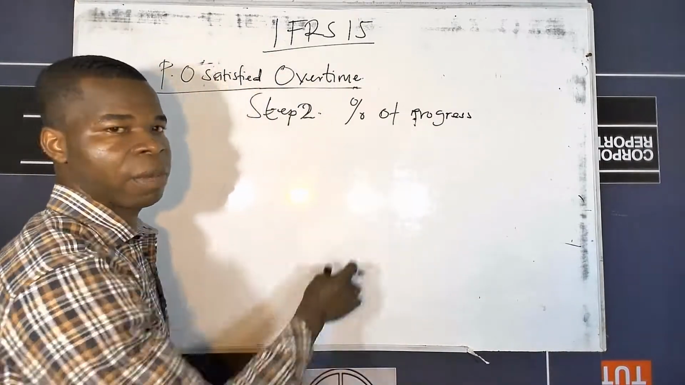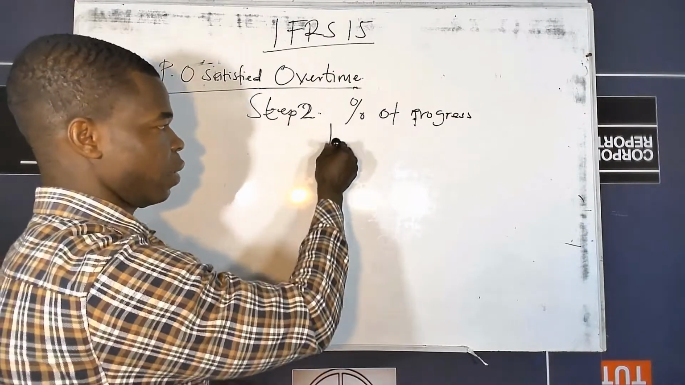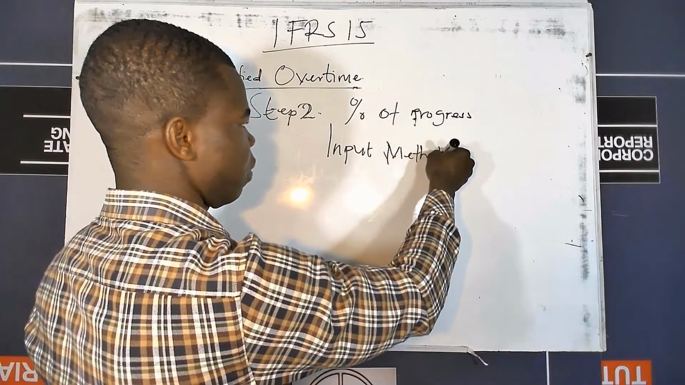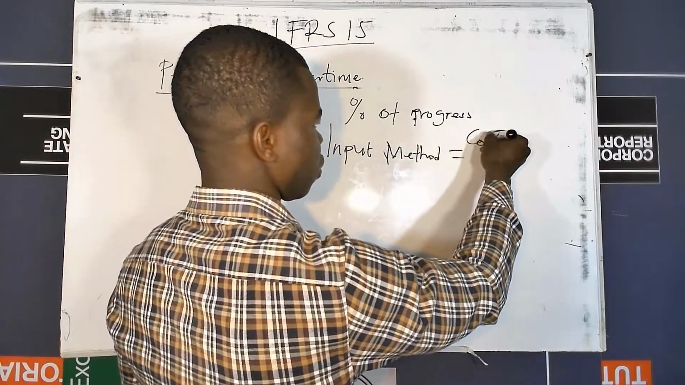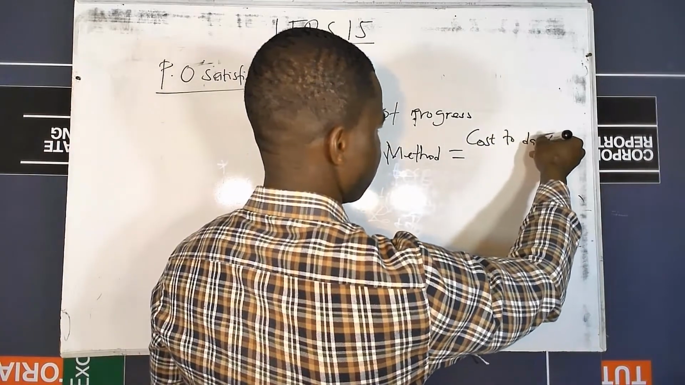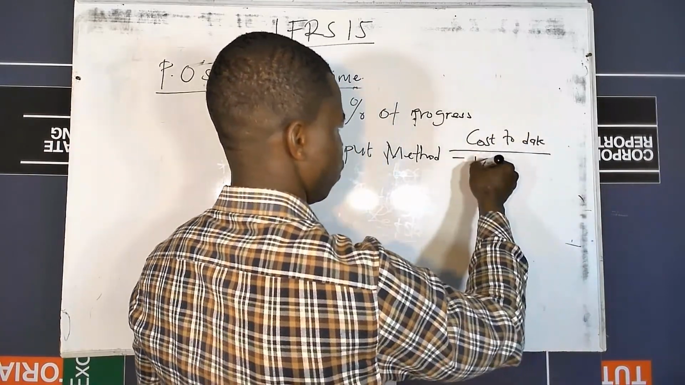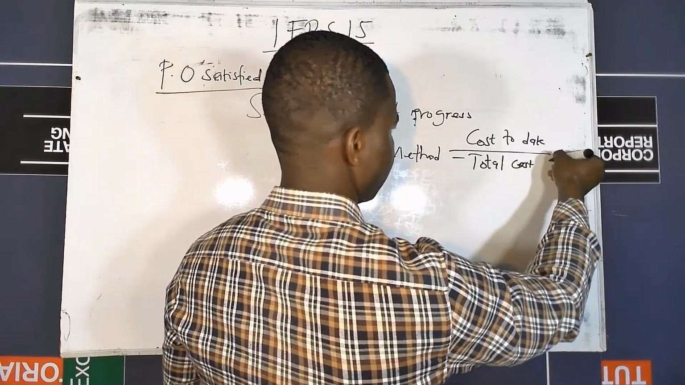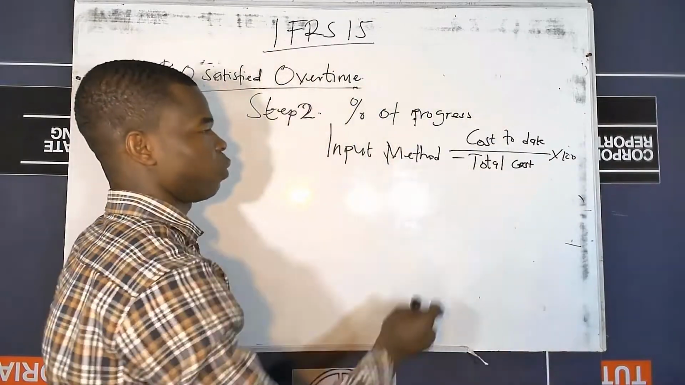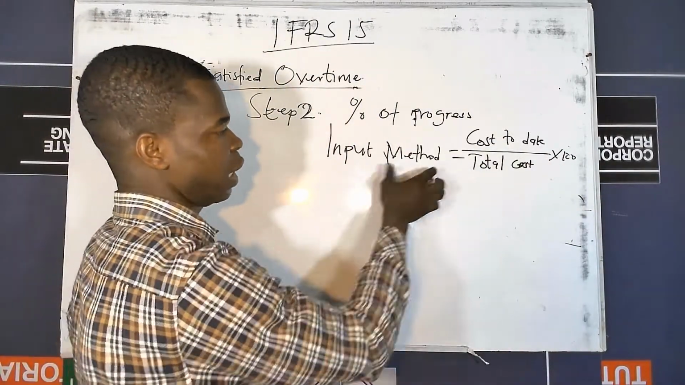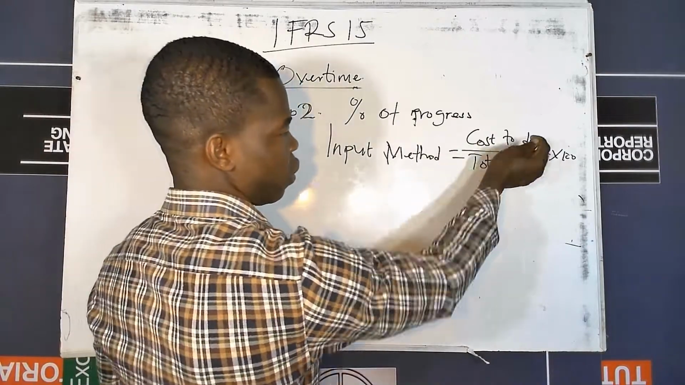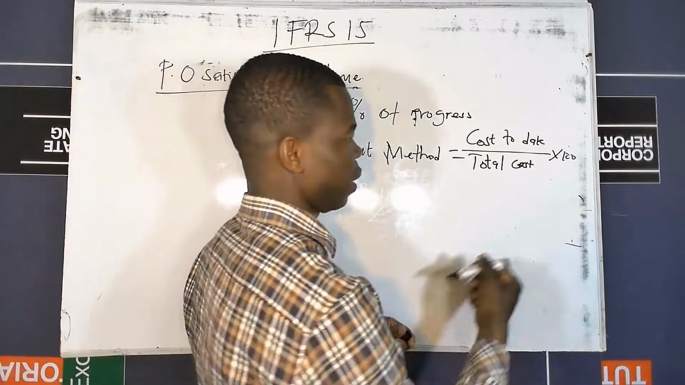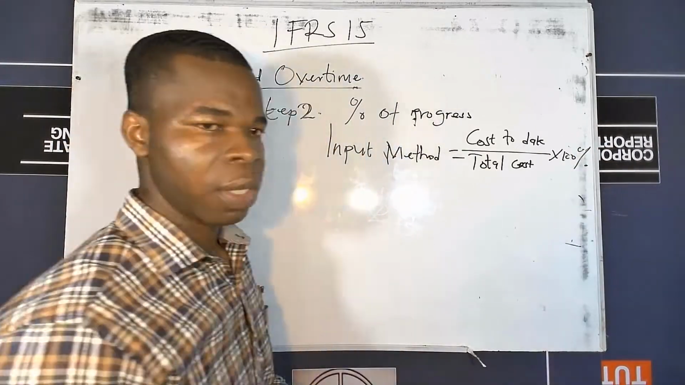This one depends on the method you are using. It's either you are using the input method. So if you are using the input method, then it's going to be your cost to date over your total cost, multiplied by 100, which will give you the percentage of progress. So remember that if you are dealing with the input method, then it's going to be your cost to date over your total cost multiplied by 100%.